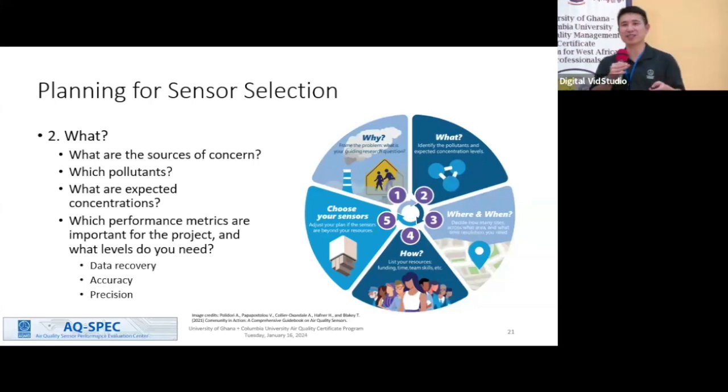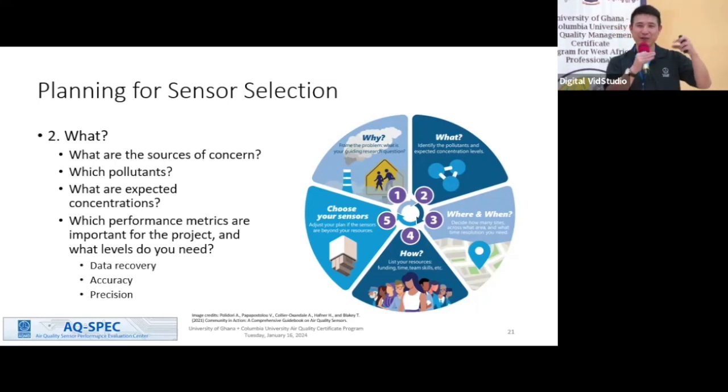Because for some projects, you just have to know more on a relative basis. Like if you want to identify certain hotspots of high pollution, it may not have to be accurate, but maybe the sensors have to be precise with each other. Like as a group, they read well together, and if you can have relative differences that you see between the sensors, maybe that's more important.